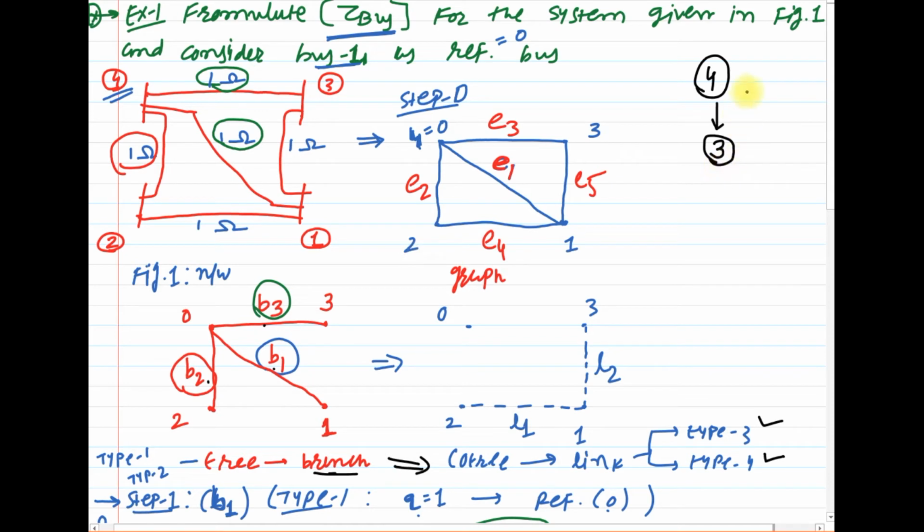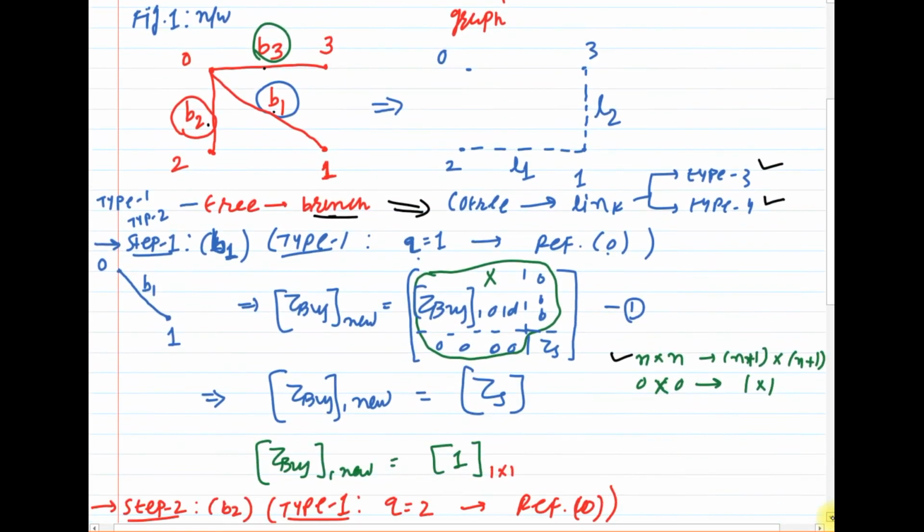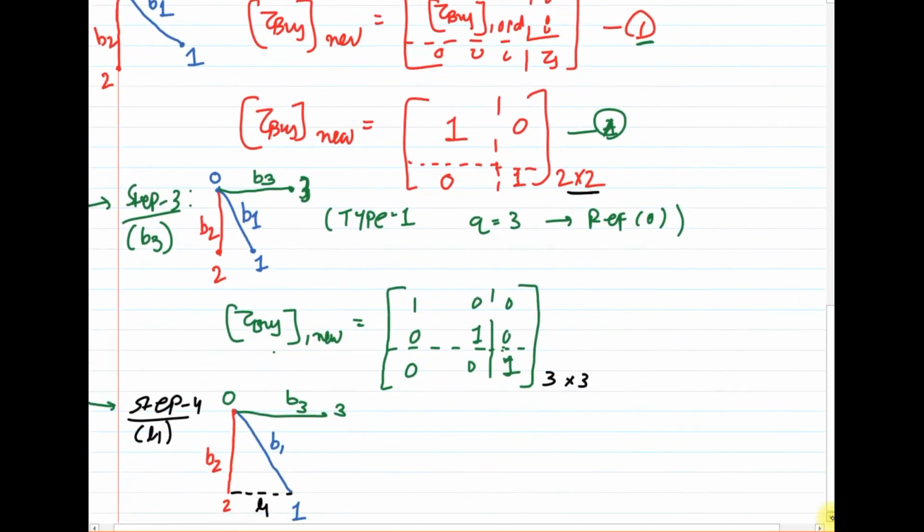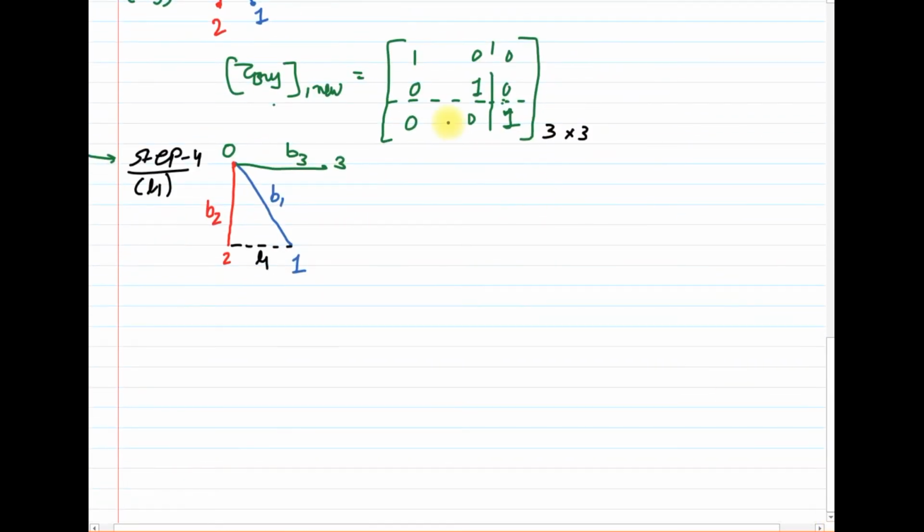And if we exclude this reference bus from the total number of buses, then we will get the size of the Z-bus matrix. For this example number 1, it is 3 cross 3, and that will be your final answer. So now let us calculate step number 4, or I can say link 1.